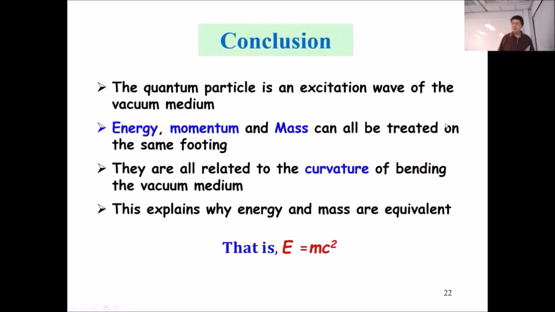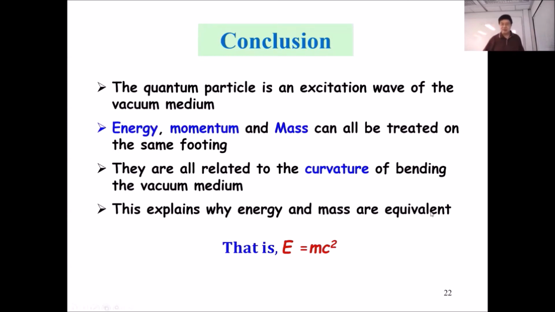Based on our previous analysis, not only do we know the quantum particle is an excitation wave of the vacuum medium, we also found energy, momentum, and mass can all be treated on the same footing. What footing? They are all related to the curvature of bending the vacuum medium. But they are measuring this period or this curvature in different dimensions: either in the time dimension, or in the spatial dimension, or in different directions of the spatial dimension. So energy, momentum, and mass have a very similar physical meaning.